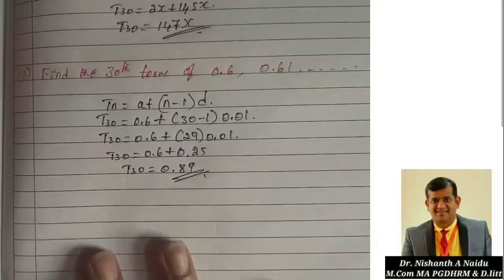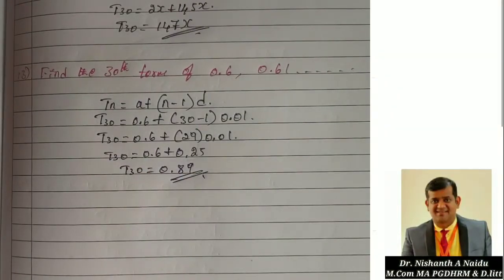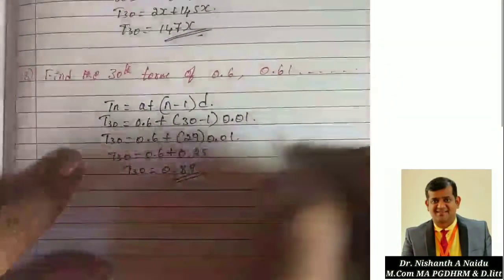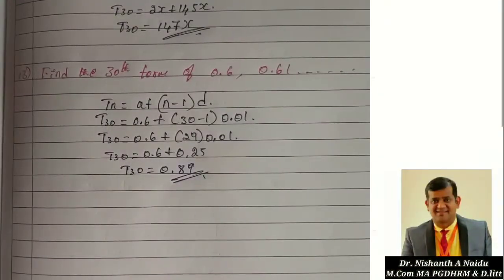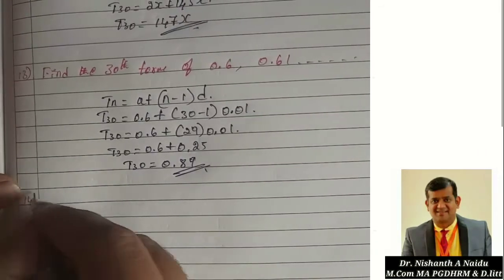T30 equals 0.89. So once you confirm with your calculator, since my calculator is not working properly over here, I'll change the calculator in the next session. So next is problem number 14.